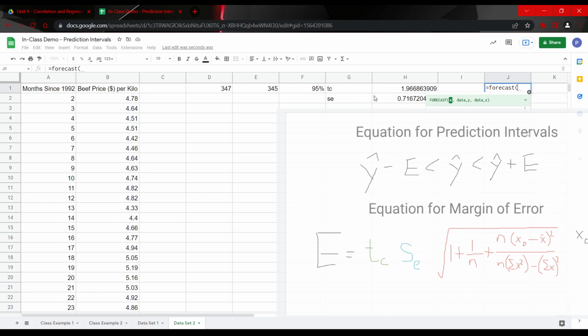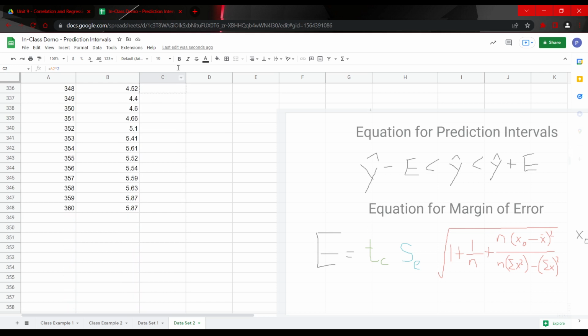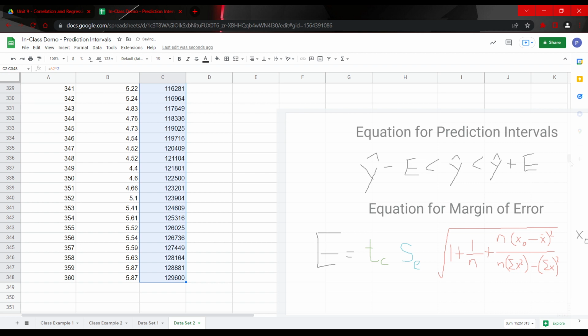Let's say I want to predict 400 months after 1992. Equals FORECAST, 400, comma, BB, AA, dependent, independent: 5.17. I'm going to go ahead and square all my numbers here. It didn't autofill, that's fine. I'm just going to click and drag. It's going to take a second, but that's okay. Oops, went past it.